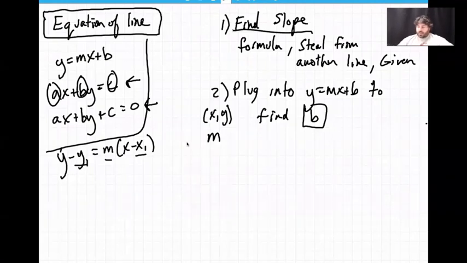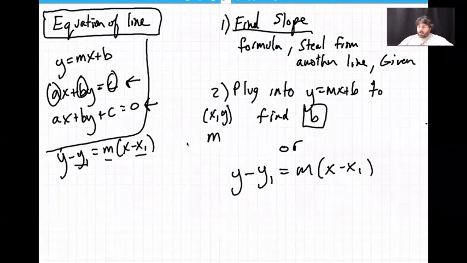Now, alternately, I'm going to put an or here. You could use this point slope formula, y minus y1 equals m times x minus x1. And that's where you plug in your y, your x, and your m. And then you basically don't have to solve for b. You just put this in y equals mx plus b form. This is another really good way to do it.